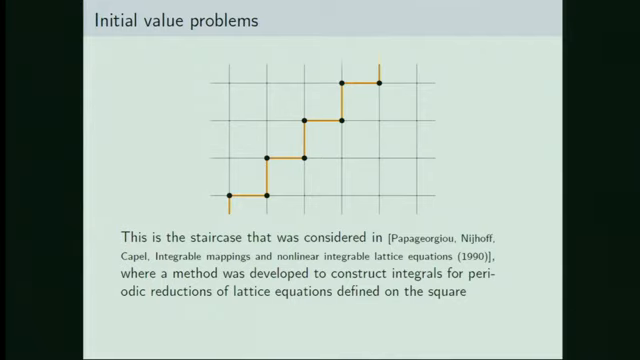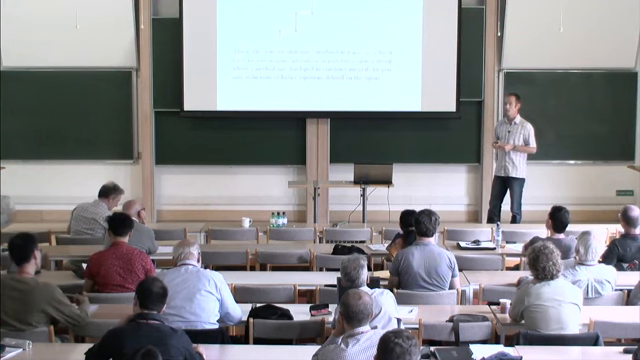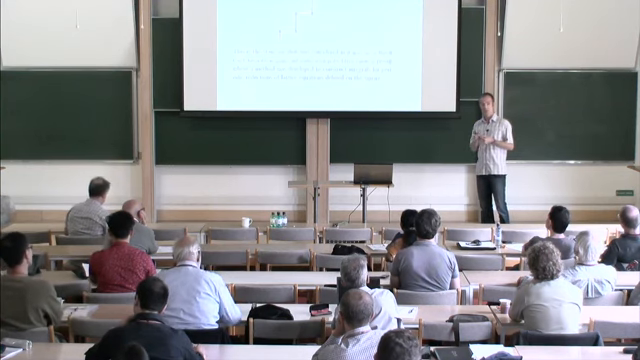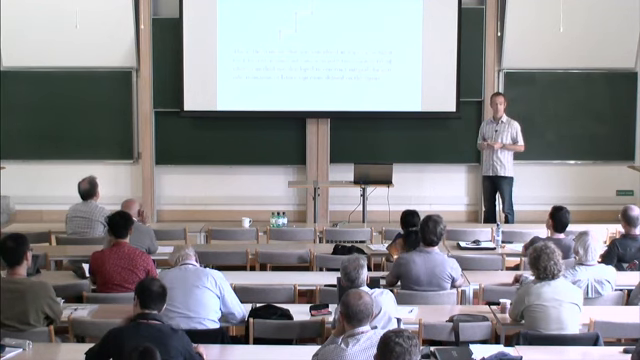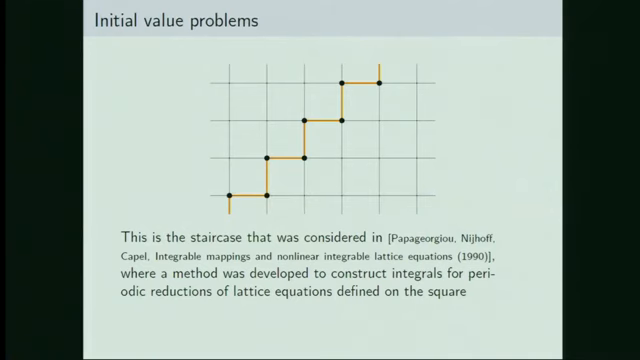So if, where's the pointer? In the middle? Oh, there. So if you impose periodicity, so this point would be the same as that point, for example, then you reduce your system to a finite dimensional map. And the staircase method is a method that enables you to use the Lax pair of your equation to find integrals for this map. I won't say much more about that.